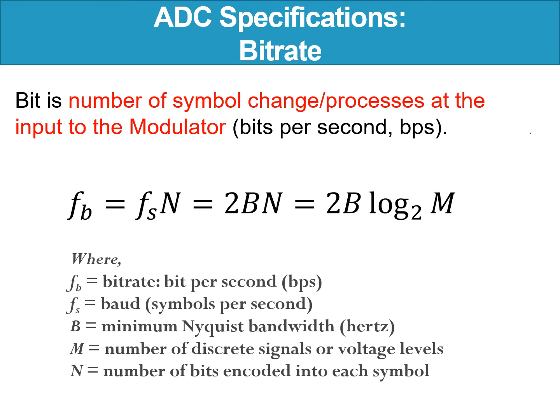Here is the bit rate, another specification. The bit rate is the number of bits processed at the input of the modulator, in bits per second, bps. So Fb, the bit rate, is equal to Fs times N, or equals 2BN, or 2B log base 2 of M, where Fb is the bit rate in bits per second, Fs is the baud rate in symbols per second, B is the minimum Nyquist bandwidth in Hertz, M is the number of discrete signal or voltage levels, and N is the number of bits.